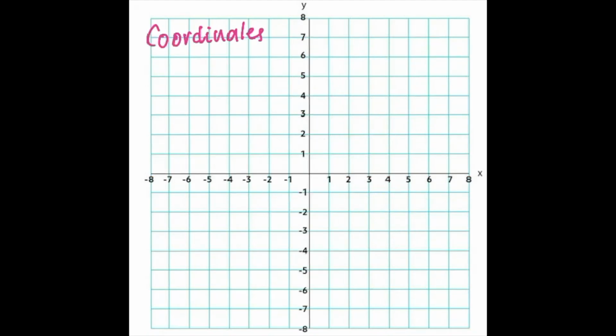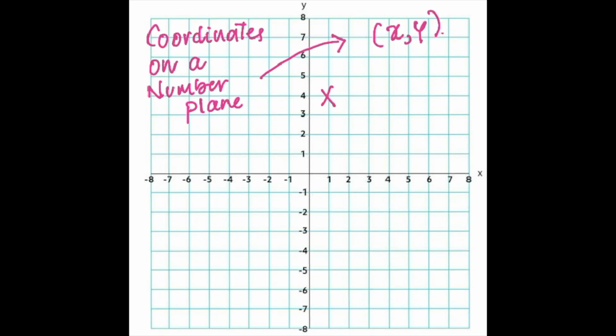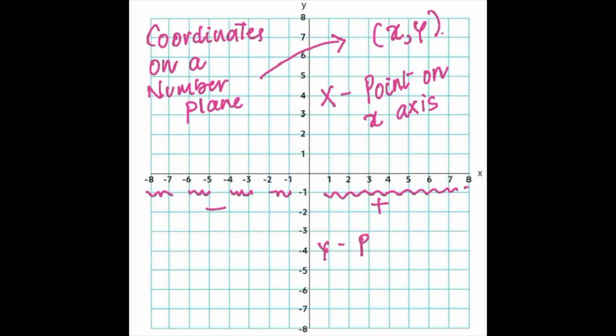Now coordinates on the number plane are always defined as a point (x, y), where x is the point on the x-axis. Now I'm marking the x-axis. In this x-axis, this is positive, this is negative. Now y is the point on the y-axis. Now I'm marking the y-axis positive side and the y-axis negative side.